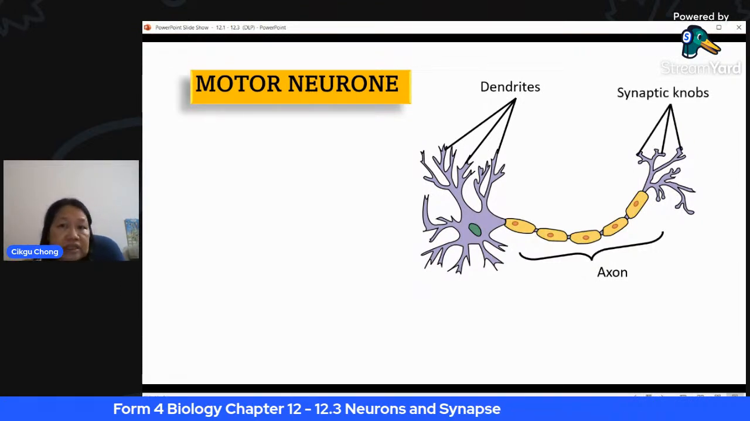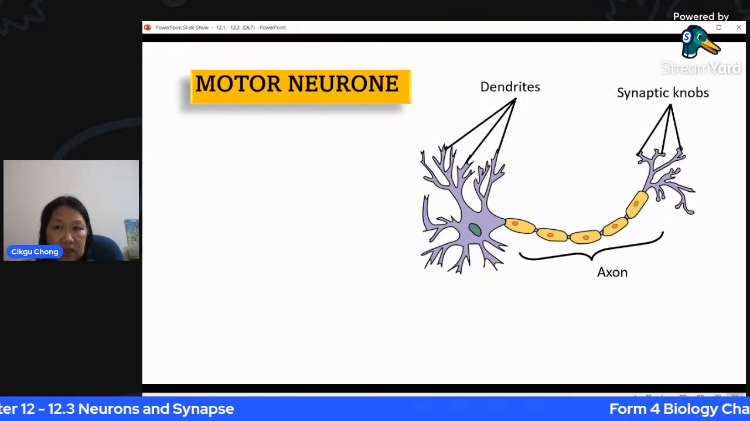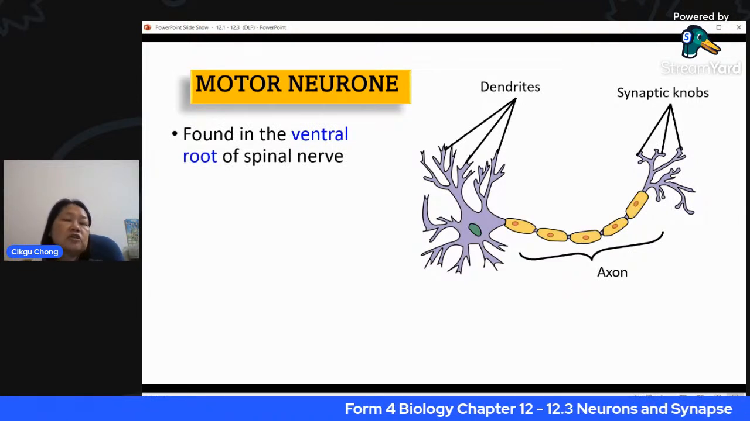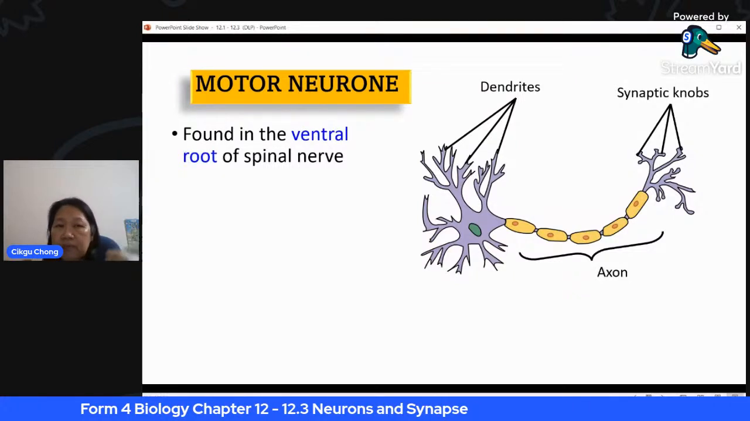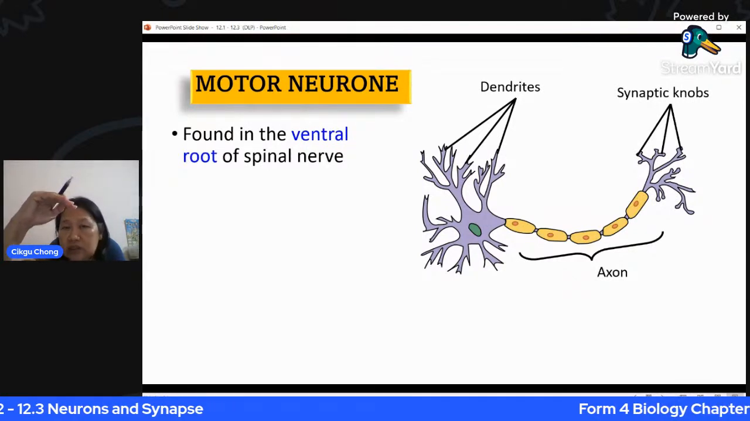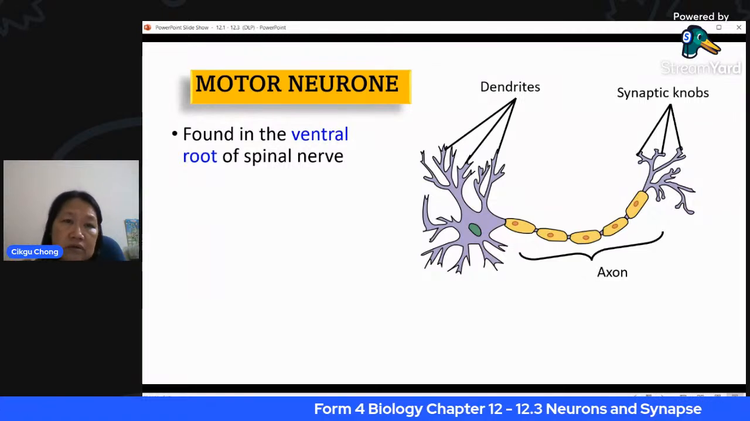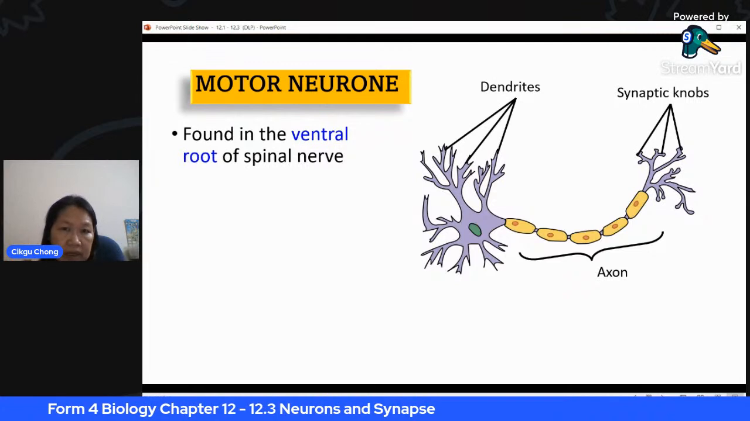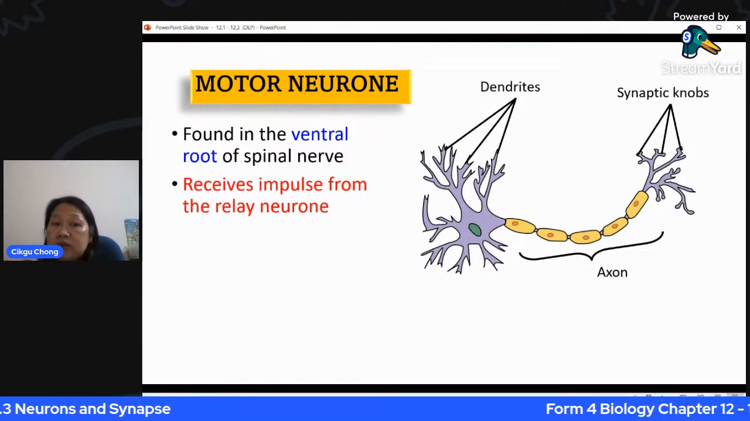And then the other side will be the synaptic knots to transfer the impulse to what they call the effector. The motor neuron is found in the ventral root of the spinal cord. Now, the impulse coming in goes through the dorsal root and comes out from the ventral root of the spinal cord. If you look at the diagram just now, coming in is the dorsal root, coming out is the ventral root. So it receives the impulse from the relay neuron.